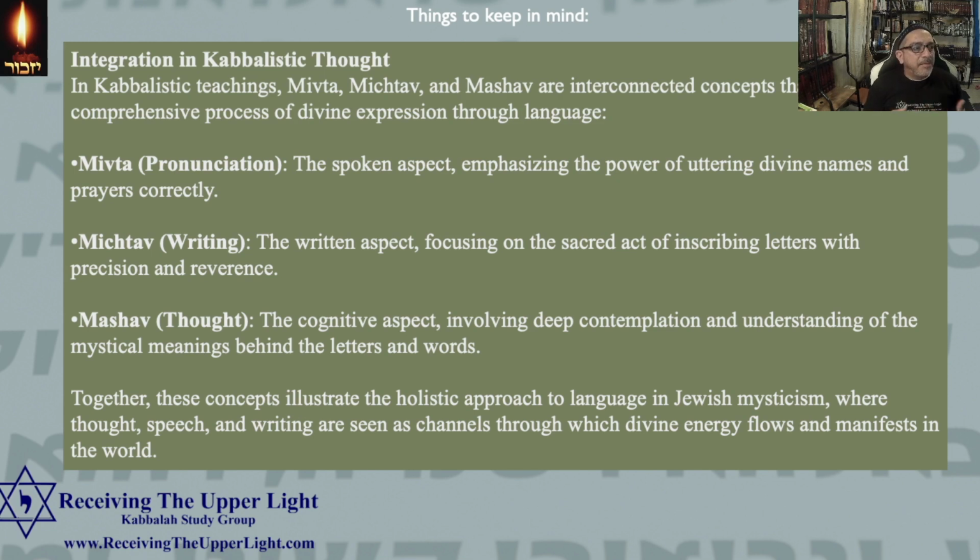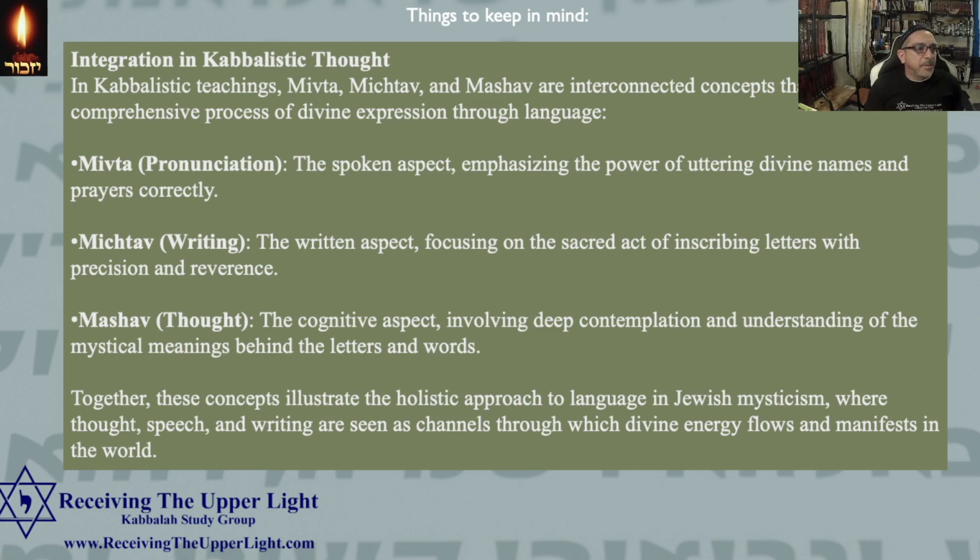Also, the michtav, the writing, the written aspect. Basically, you will be concentrating on the sacred act of scribing letters with precision and reverence, because sometimes you're going to have to write these letters down in order to do the yichud that you are going to meditate on, right? So you have to understand how to make these letters. You have to make sure, for example, that if you're writing a dalet, this dalet doesn't look like a resh. Or when you're writing an ayin, that this ayin doesn't look like a tzadi, and things like that.